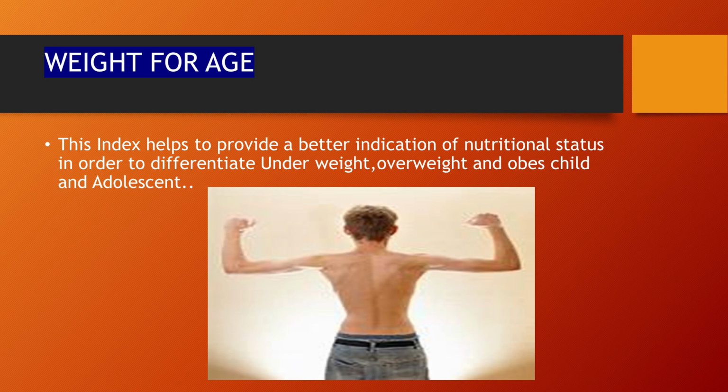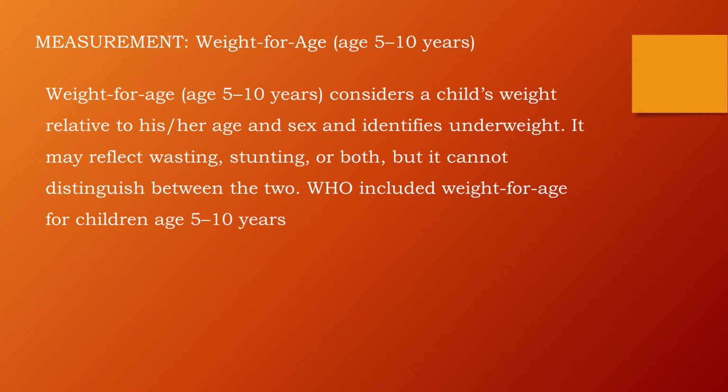Why? Because it helps to differentiate the underweight, the overweight, and the obese child or adolescents. These are the three categories of a child or adolescent: underweight, overweight, and obese. All these three categories can be identified by using this index, weight for the age. Weight for the age is more commonly used in the age group of 5 to 10 years.